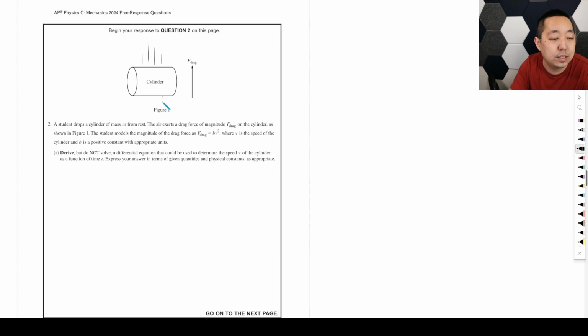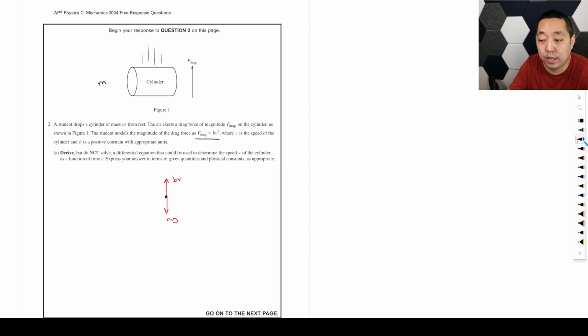Okay, a student drops a cylinder of mass M from rest. The air exerts a drag force F drag on the cylinder as shown. The F drag is given by this equation. Derive but do not solve a differential equation that can be used to determine the speed v of the cylinder as a function of time. Express your answers in the given quantities. So we're going to start with our free body diagram, right? mg, and then an upward force, the drag force, bv.